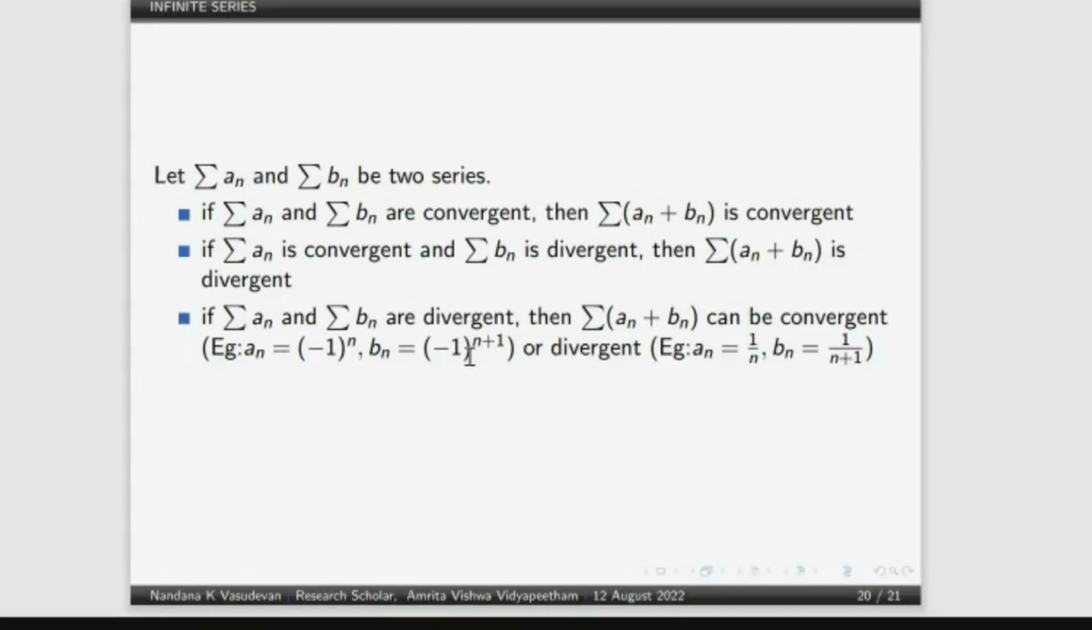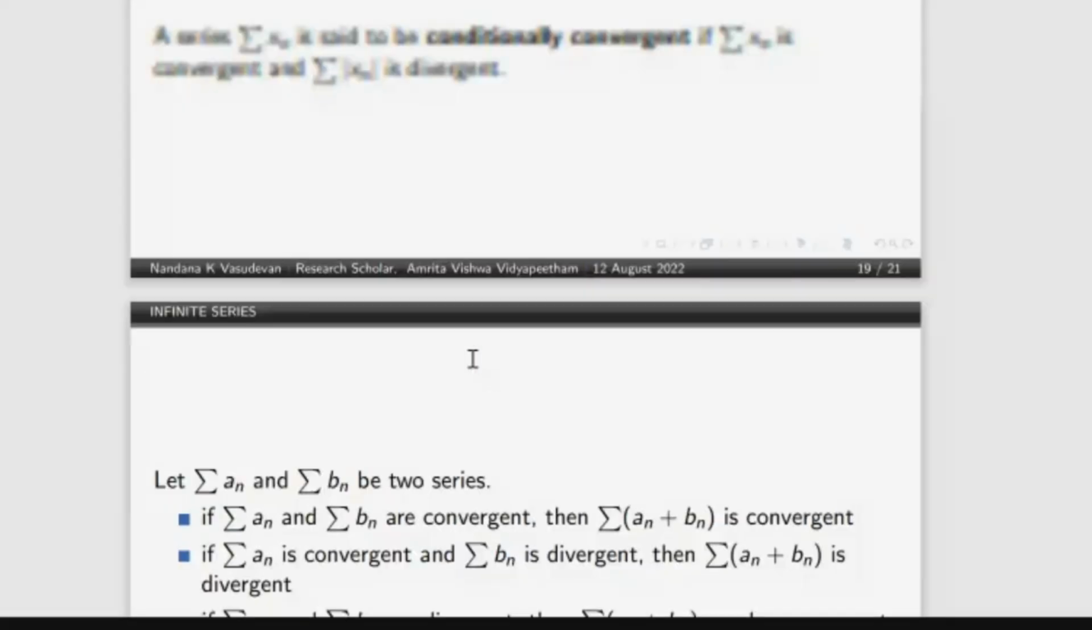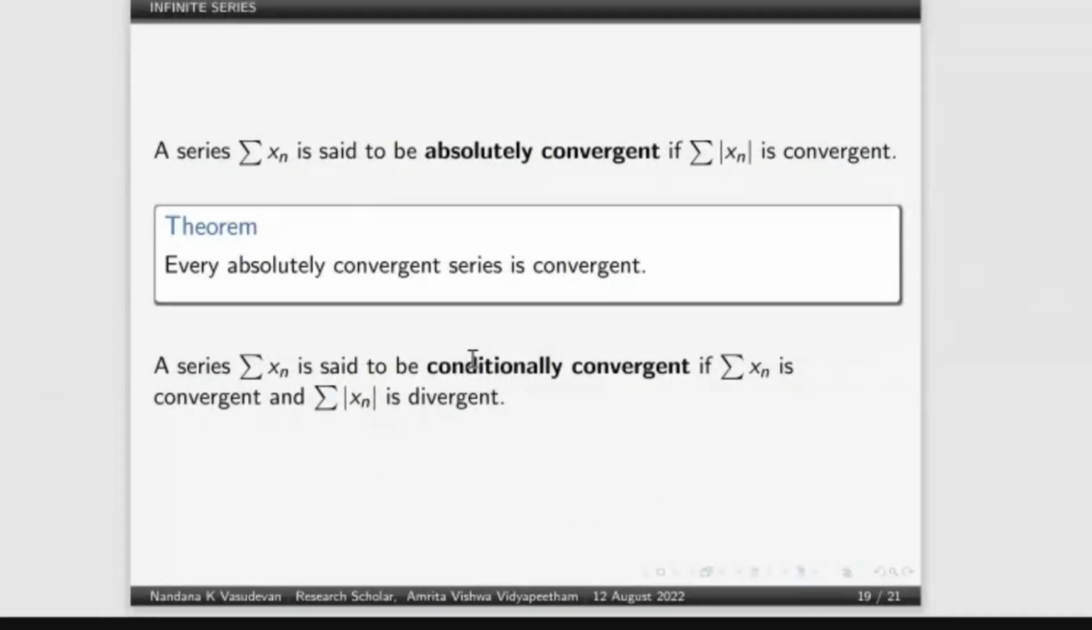Excuse me, ma'am. Yes. Can you show the conditional and absolute one again for a minute? Please tell me once more about conditionally, the way you explained it. Can you speak in English? I am not so good. Can you explain once more?